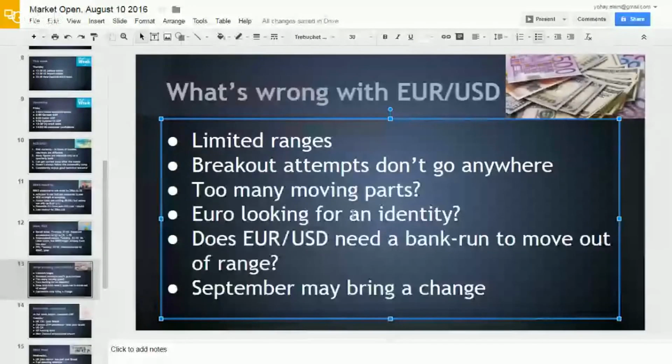But you never know, if political pressure turns into pressure on banks, and then people begin withdrawing money from one bank, and then things can spread out. This is a very extreme, unlikely scenario, but you never know. A more likely scenario for euro-dollar to move out of range is the month of September. And why September? First of all, the summer will be over. More traders will be in town.